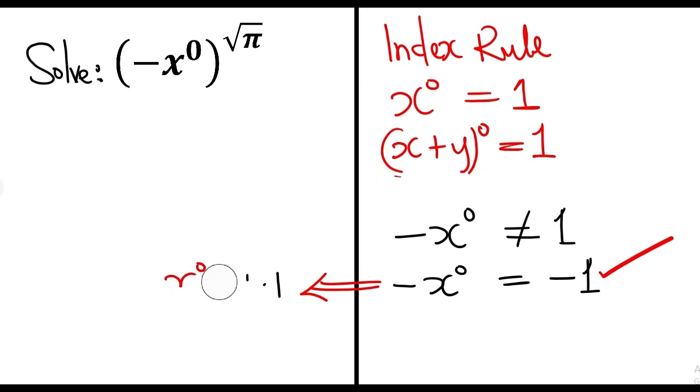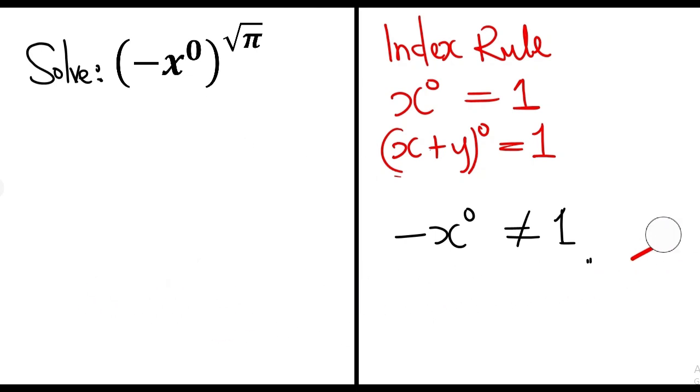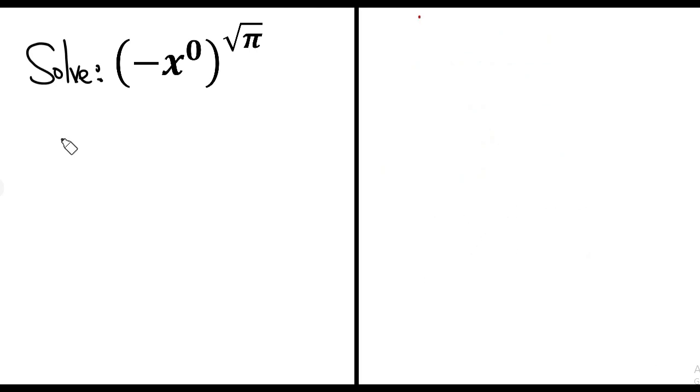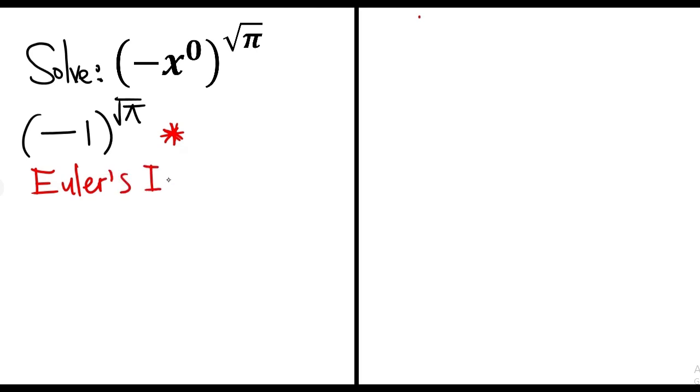So our expression is now going to become minus 1 to the power of root of pi. Therefore, I have minus 1 in parentheses raised to the root of pi. What I'm seeing here looks like one of Euler's identities, and that is what I'm going to apply here. And what does it say?